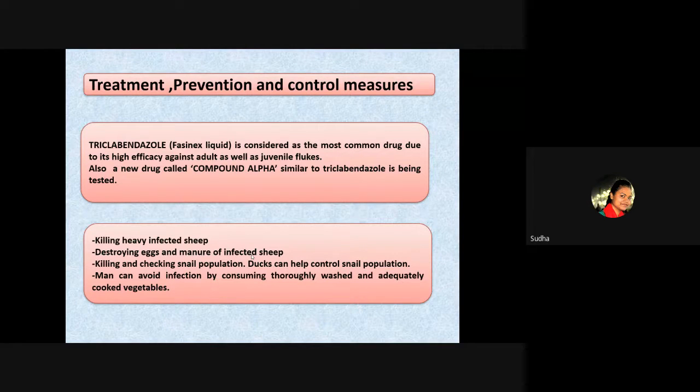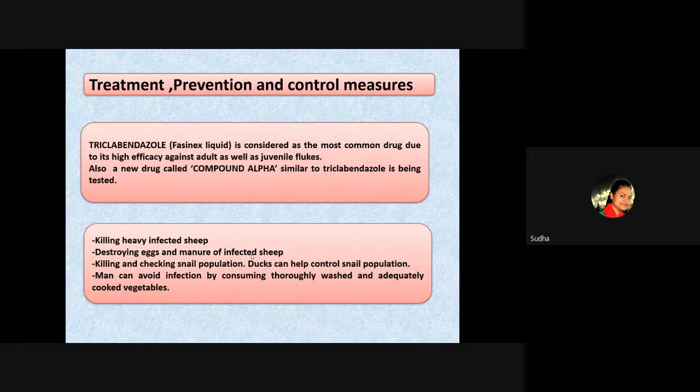The next is killing and checking the snail population. This is very important because the snail is an important part of the life cycle. So if we try to avoid or prevent this, we can prevent this parasite also. So how can we kill and check the snail population? Ducks can help us, because ducks generally feed on these types of snails. So if we introduce ducks, they can help to control the snail population.